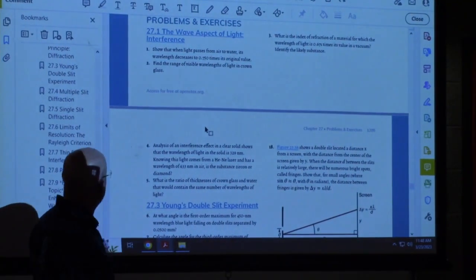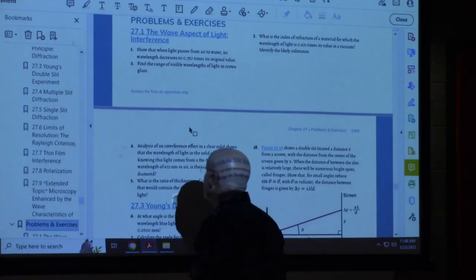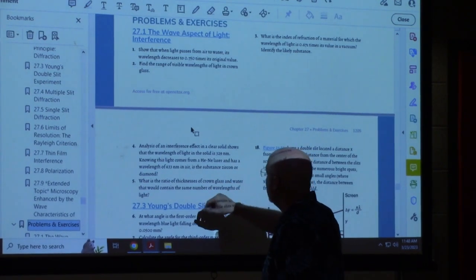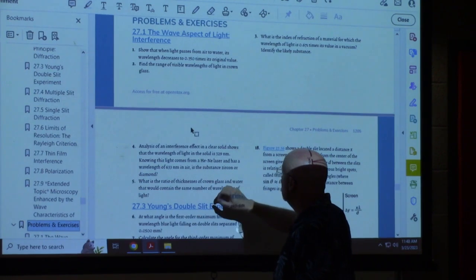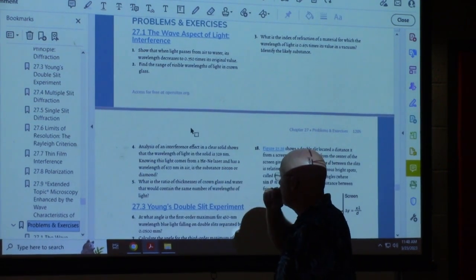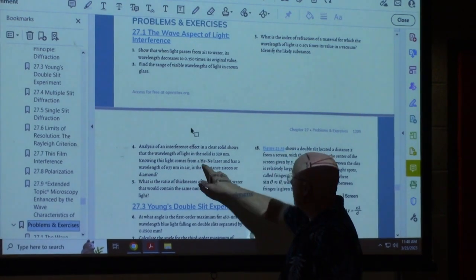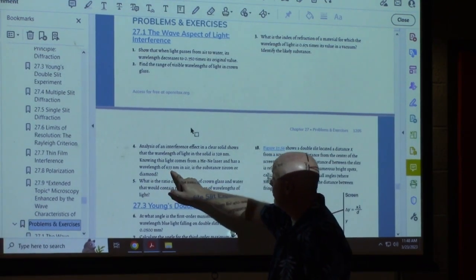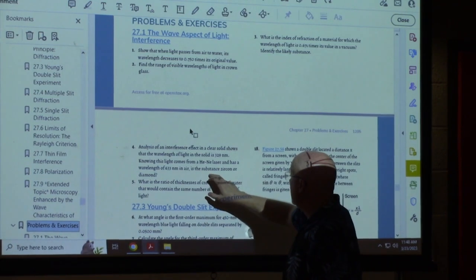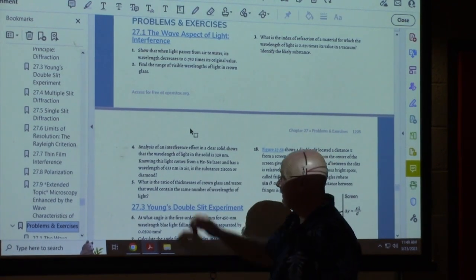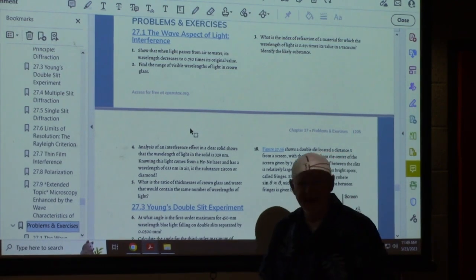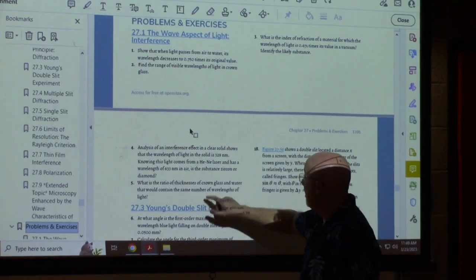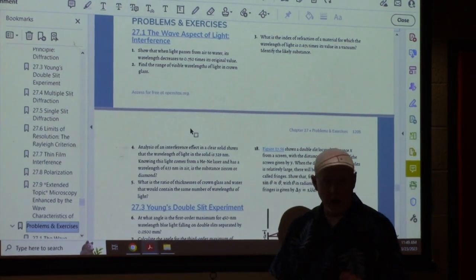What did I say here? Number 4. So let's read number 4. It says, analyses of the interference effect of a clear solid show that the wavelength of light in a solid is 329 nanometers. Knowing that the light came from a HeNe laser, a helium neon laser, which has a wavelength of 633 in the air, is this substance zircon or diamond?